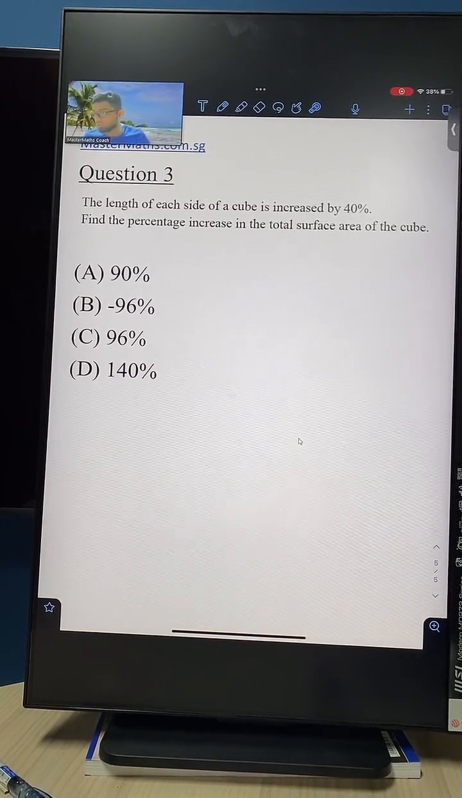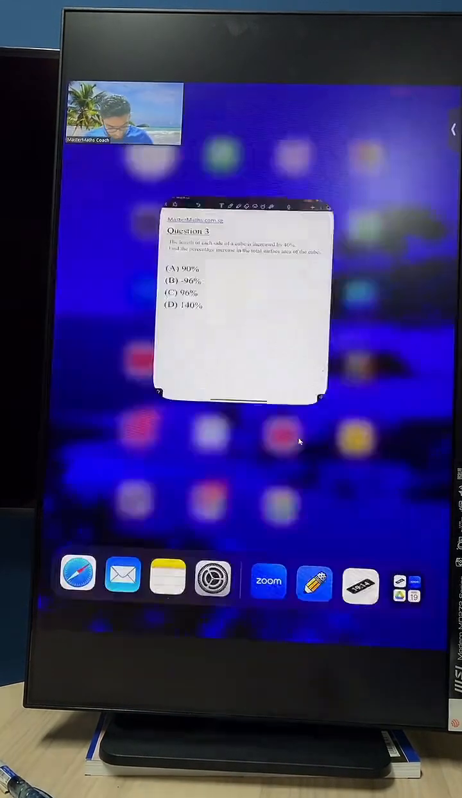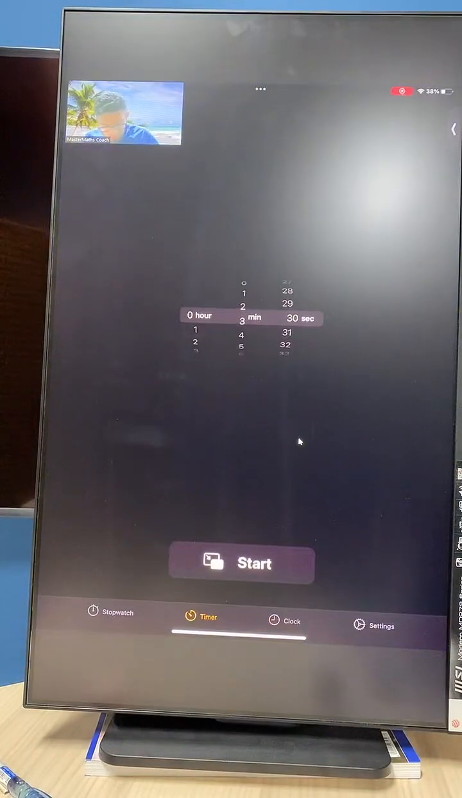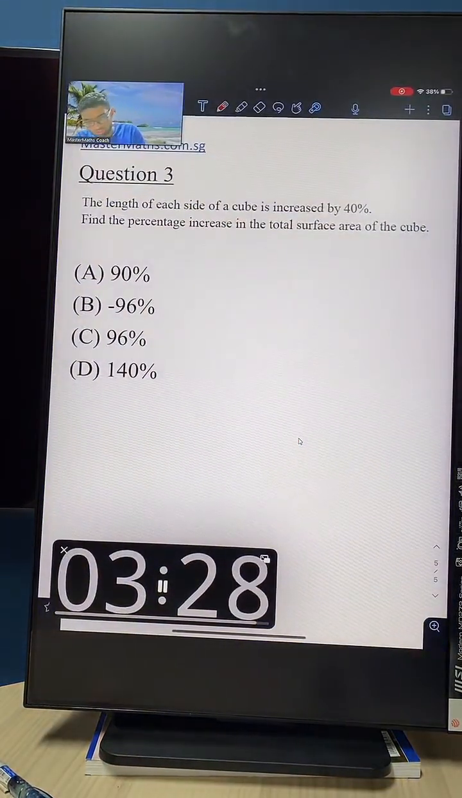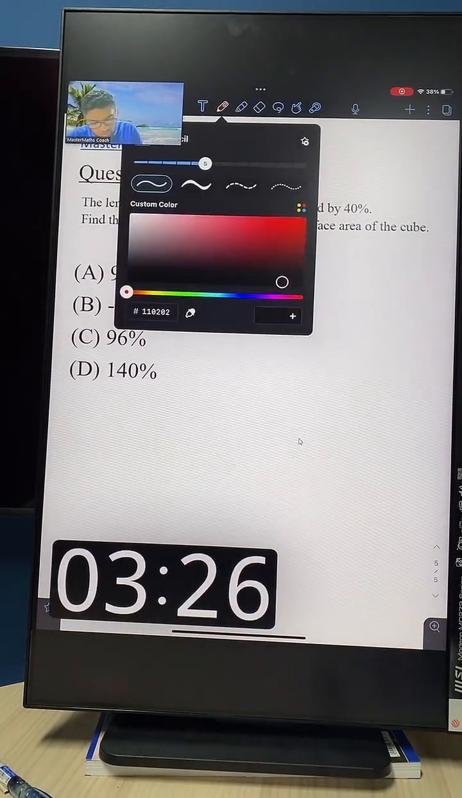Okay, some of you are so fast. Who did say C is the answer? Super fast, man. Okay, guys, I'm going to give you 3.5 minutes for this. I encourage you all to draw the cube. I'll teach you all to draw a nice cube for yourself.